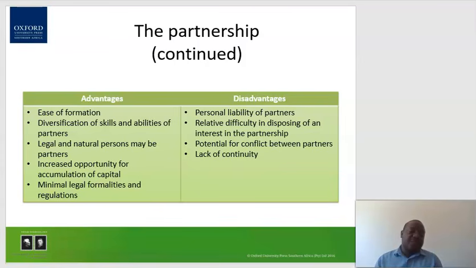Since there are many people, there are more people. Unlike in the case of a sole proprietorship, there's diversity of skills and abilities of the partners. Now, legal and natural persons may be partners. So you can have a case whereby a natural person is actually in a partnership with a company. There is also increased opportunity for accumulation of capital. This form of business enterprise requires minimal legal formalities and regulations. It's not difficult to form.